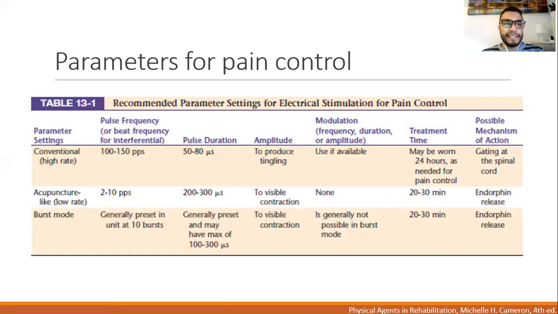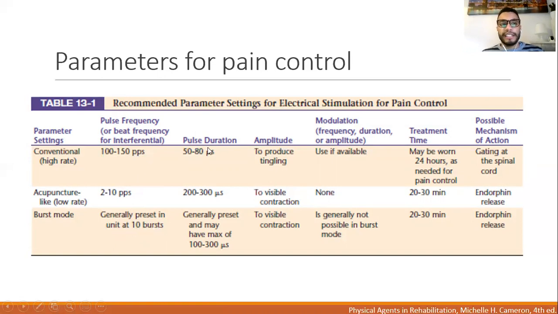To sum up this table, we have the different types of TENS that we mentioned. We have conventional TENS, acupuncture-like TENS, and burst mode TENS, okay? The frequencies they use: conventional TENS is high frequency, acupuncture-like is low frequency, okay? In burst mode, generally we have 10 bursts delivered in one package.